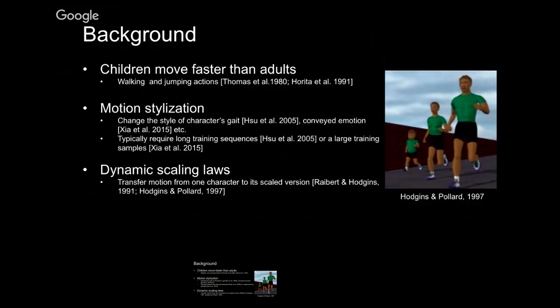The key open question: does the resulting motion appear childlike? That is not known. If viewers were to look at this character, would they think it was a child moving? Would the motion be childlike?